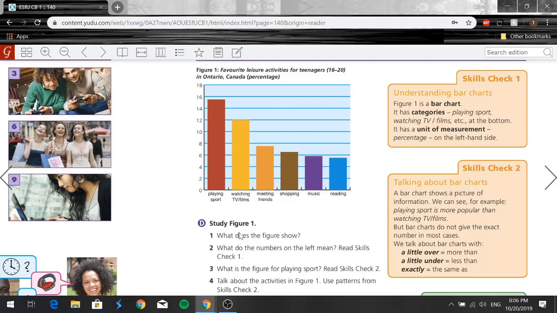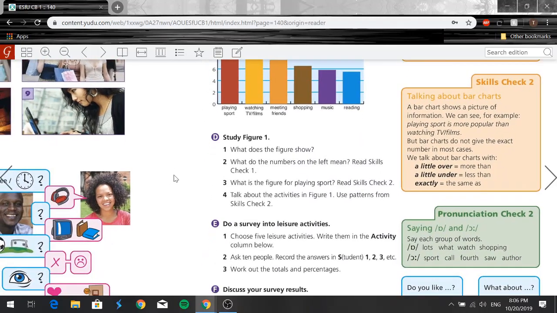Okay, so it's basically sort of a quick guessing game, but you will know for a fact that one bar is bigger than the other. So when talking about a bar chart, you could say a little over, which means more than, a little under, which means less than, and exactly, which means the same as. Okay, now let's go to exercise D.